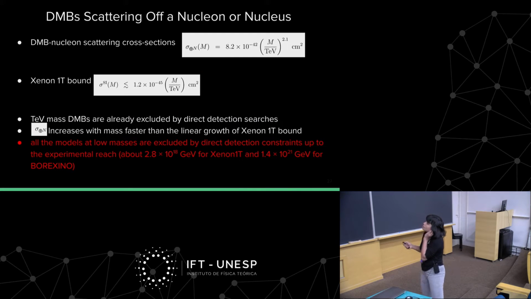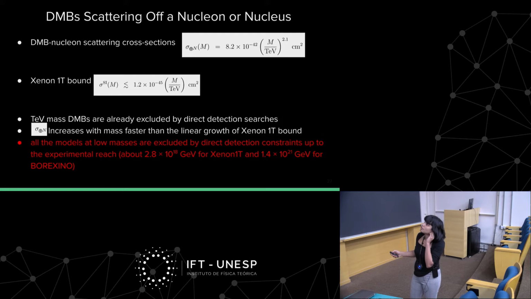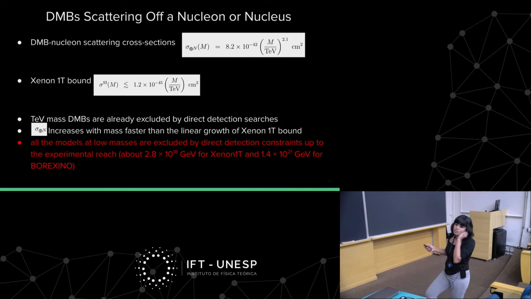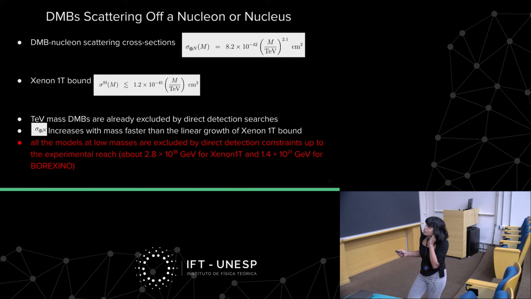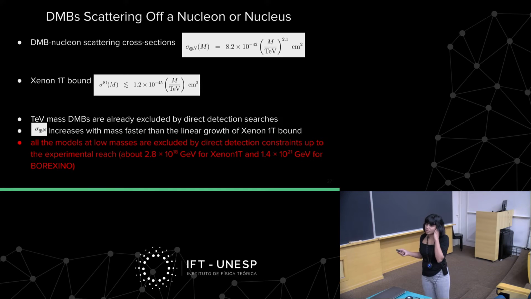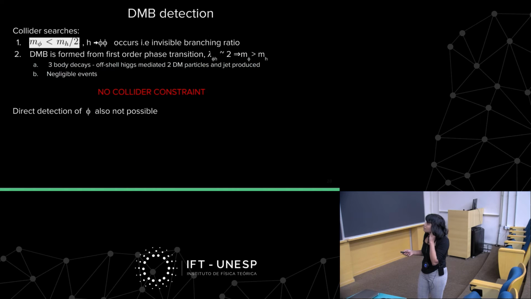Okay, so we use this estimate to extract constraints from the xenon 1-ton bound, for which we know that for the spin independent cross sections, we have constraints. And so we see that the TeV mass dark matter balls are already excluded by dark matter direct detection. And because this cross section increases with the mass faster than this scaling law, basically all the models for low masses would be excluded by direct detection, all the way to 2.8 times 10 to 18 GeV for xenon 1-ton. This constraint is slightly different for PandaX-xeno, and that pushes it even 3 orders of magnitude higher. So you have to look at very heavy dark matter balls. Otherwise, we should have seen them.